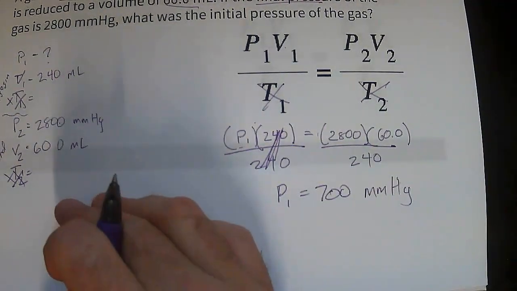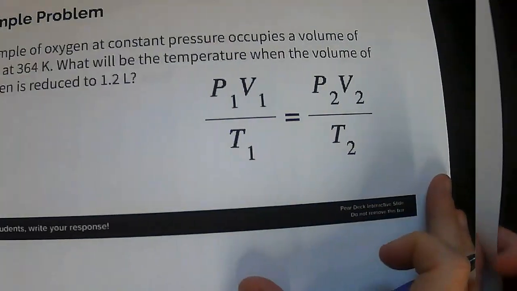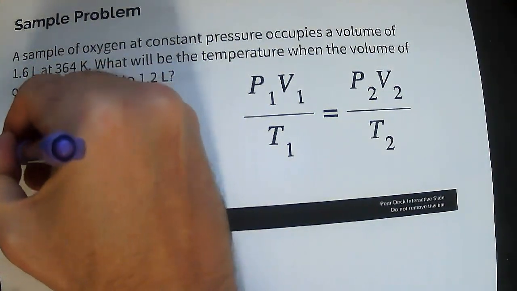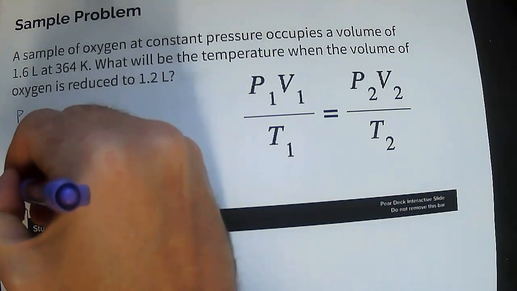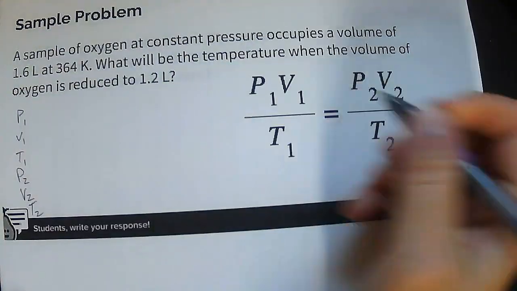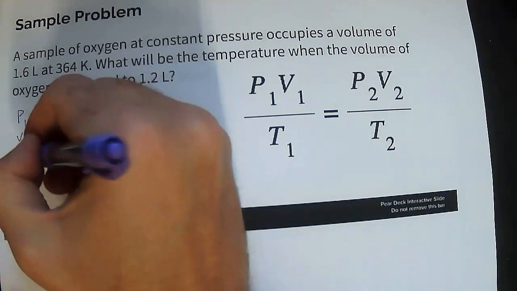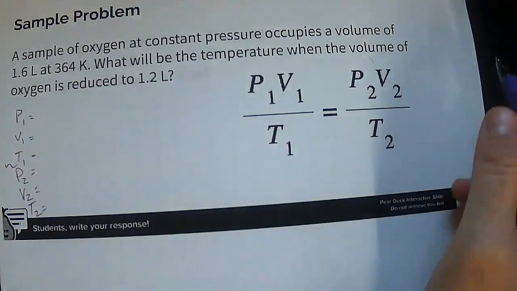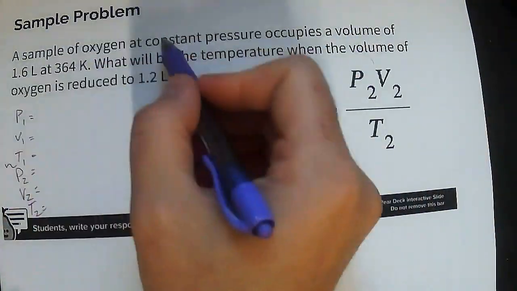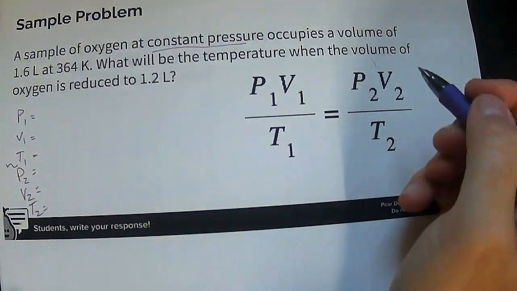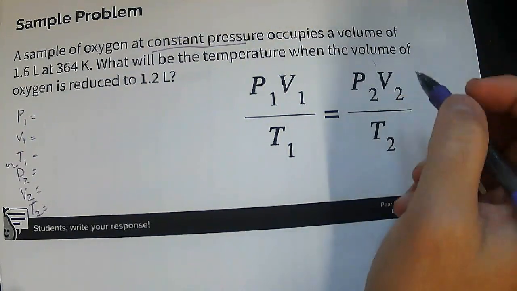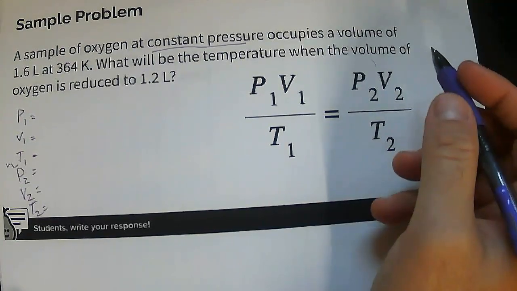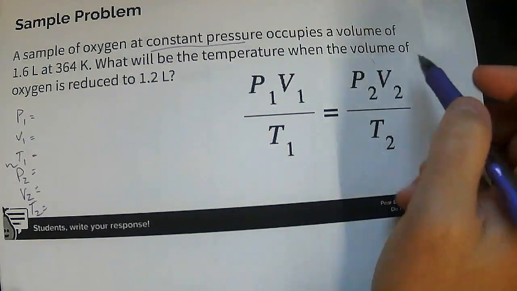Okay, so let's try another one. So again, before we start, we're going to do P1, V1, T1, P2, V2, T2, and we're going to write all of these down. We're going to read the problem and write all of these down. Okay, we have the formula already. Sample of oxygen at constant pressure. So we have an idea that pressure isn't going to be listed here. Again, because we're only looking at the things that change in order for the combined gas law.